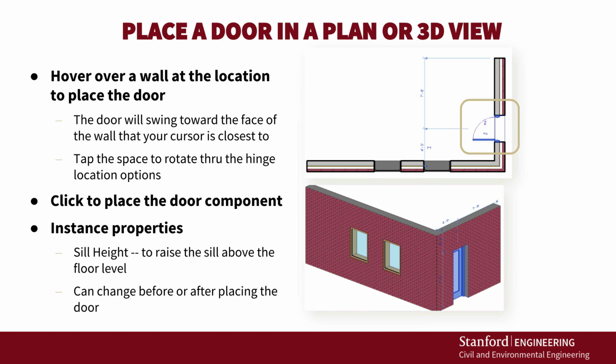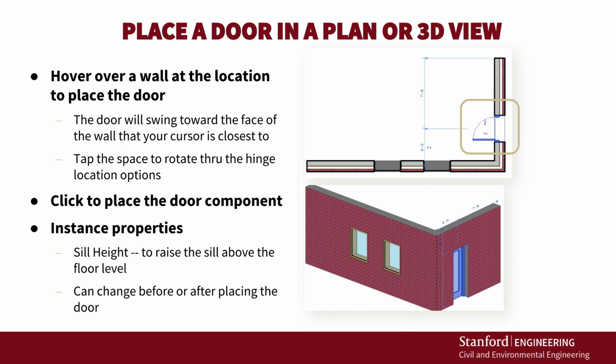So if you'd like the door to swing into the building, hover over the inside face of the wall. If you'd like the door to swing out of the building, hover over the exterior face of the wall. You can also tap the spacebar to rotate through the various hinge location options. You can then click on the wall to place the door component.